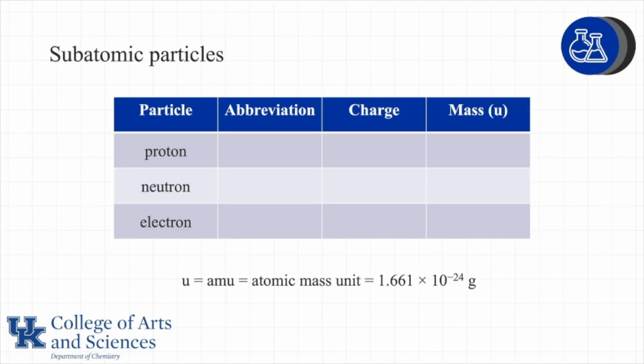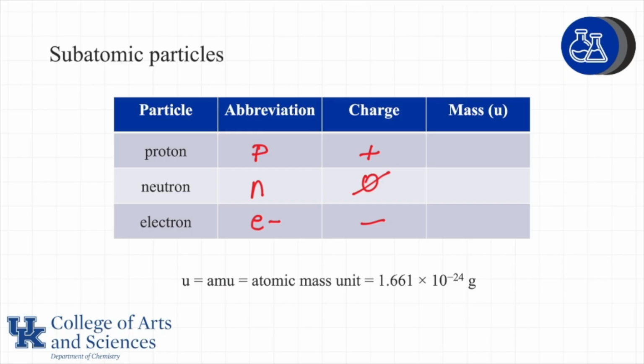Let's look at the subatomic particles. First, we're going to talk about the abbreviation we use for these. We use P, N, and E with a minus sign to represent protons, neutrons, and electrons. When we look at the charges on each of these species, we see that protons have a positive charge, neutrons have a neutral charge, so a charge of 0, and electrons have a negative charge.